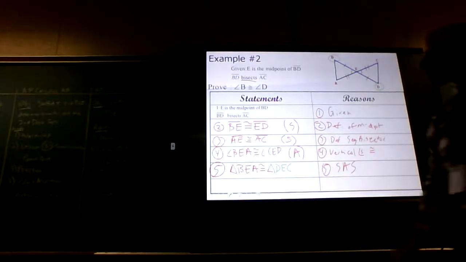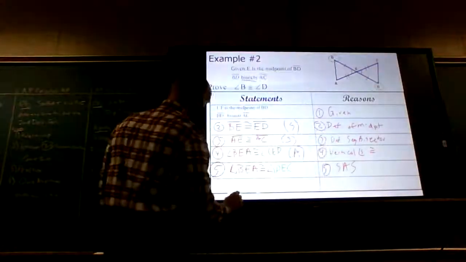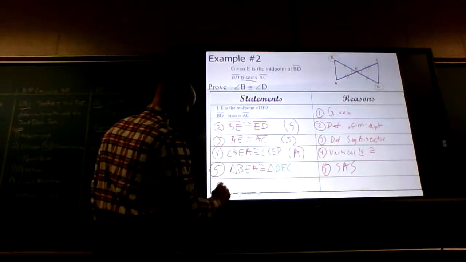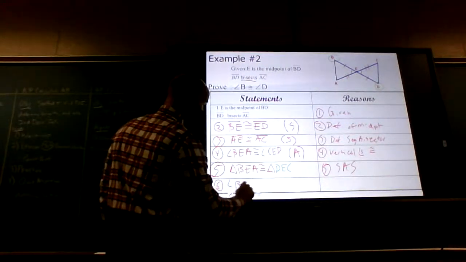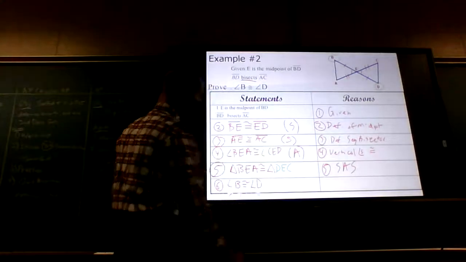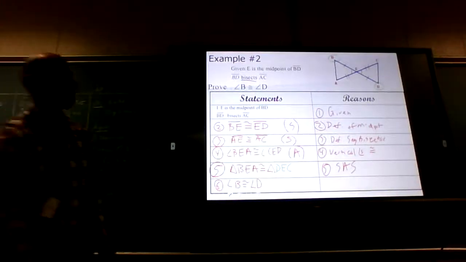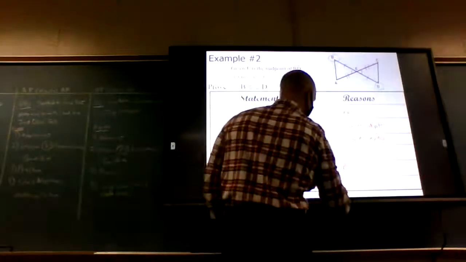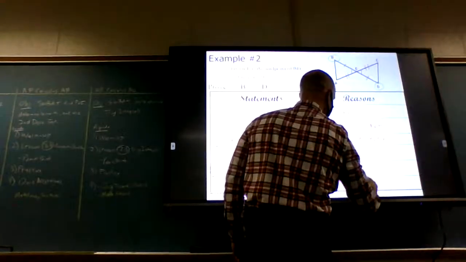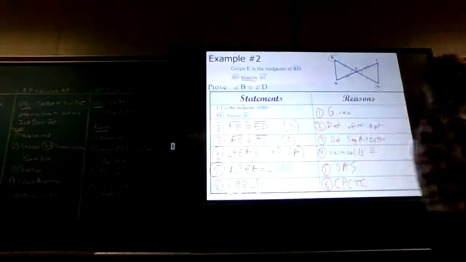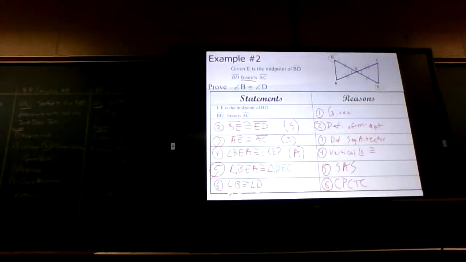Yep, so what's step 6? Angle B is congruent to angle D. And why is that true? CPCTC. So hard to say, bro. It is hard to say, but guys, you're going to learn it and you'll know it. CPCTC. Corresponding parts of congruent triangles are congruent.